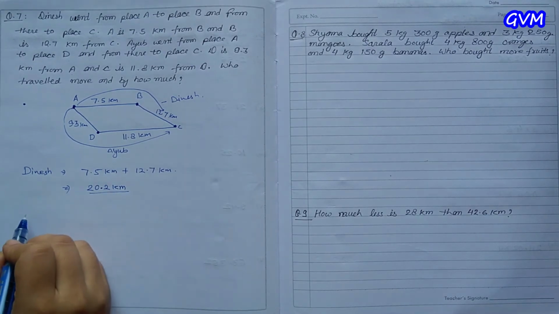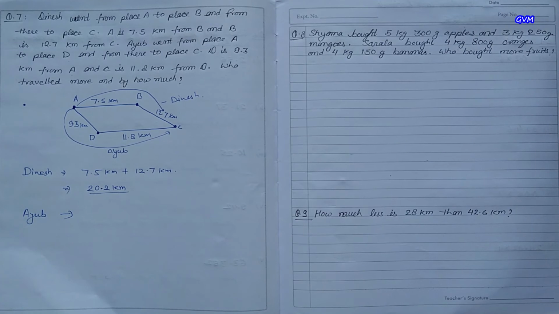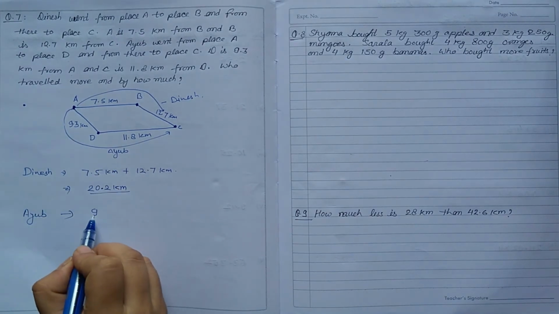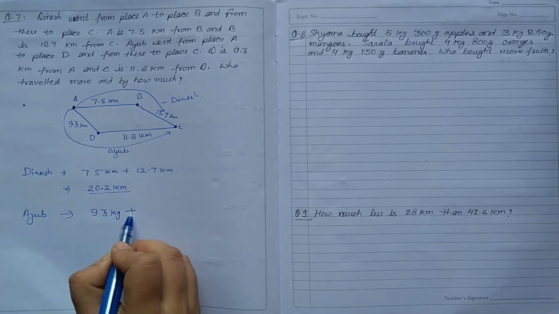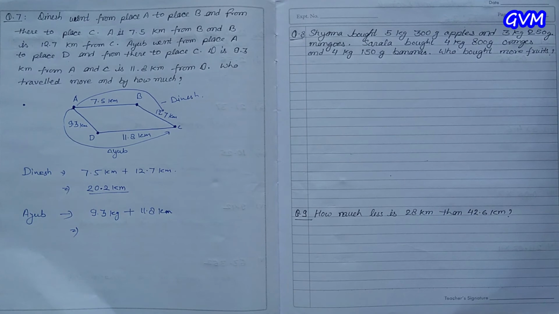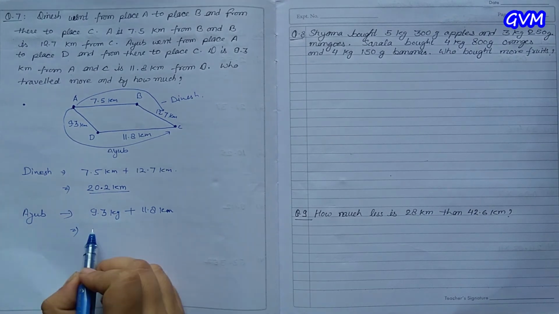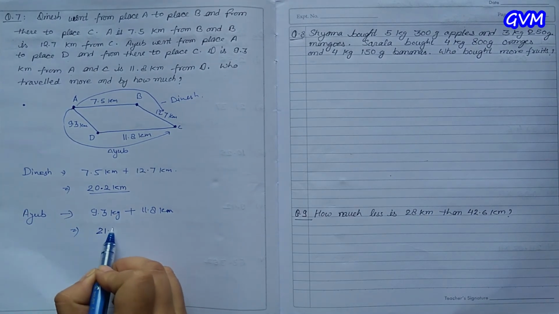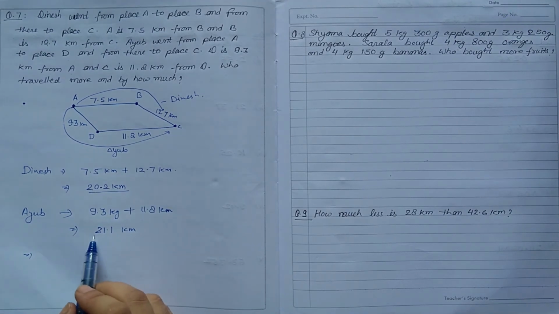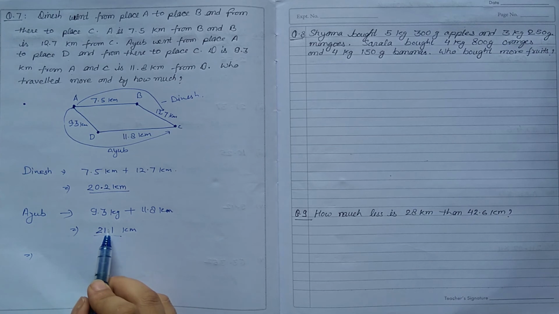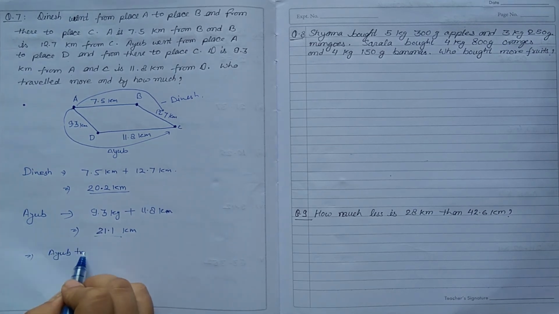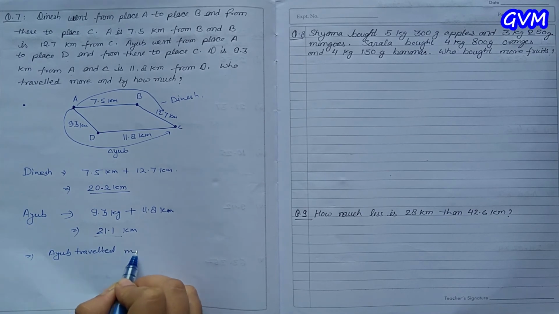Now, how much did Ayub travel? He went 9.3 kilometers plus 11.8 kilometers. By adding both distances, we will have 21.1 kilometers. Now, who traveled more? Obviously 21.1 is more than 20.2. So Ayub traveled more.